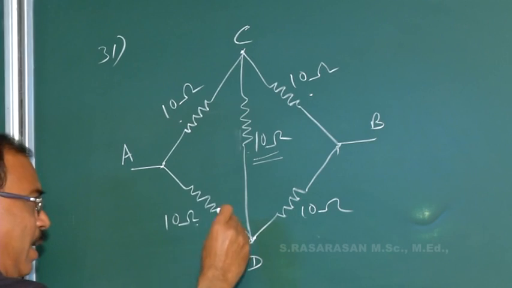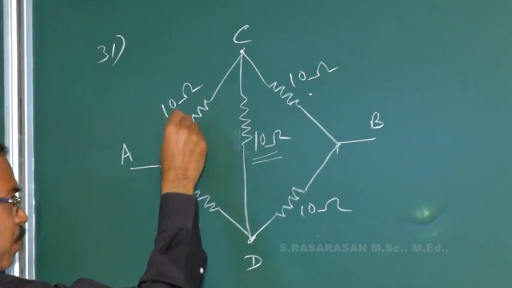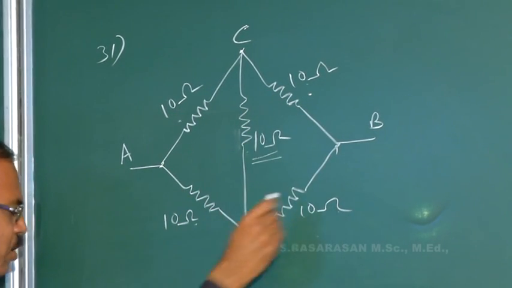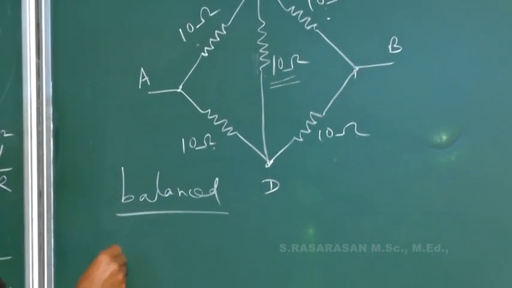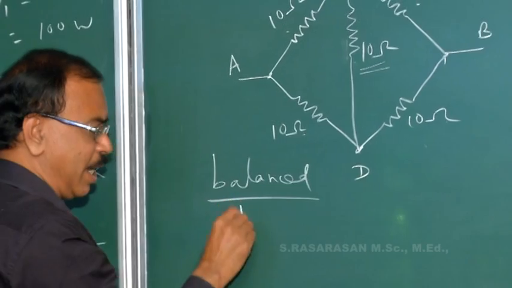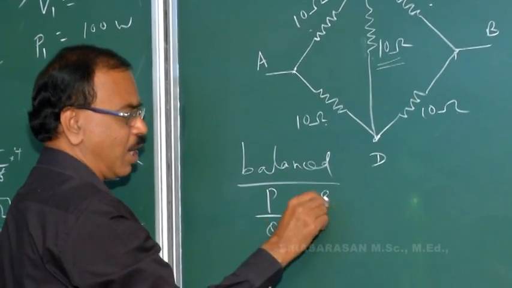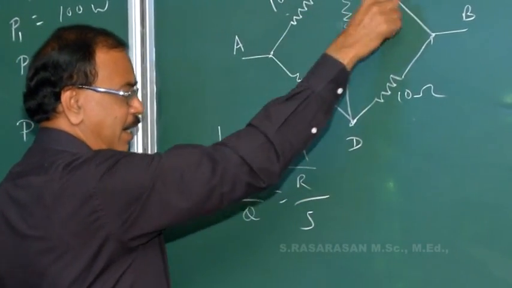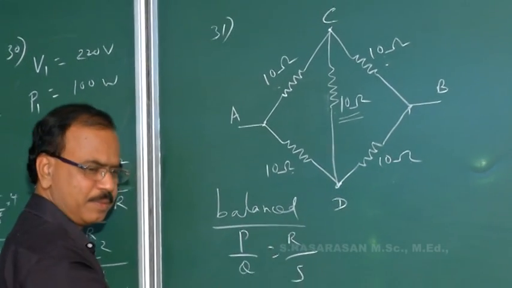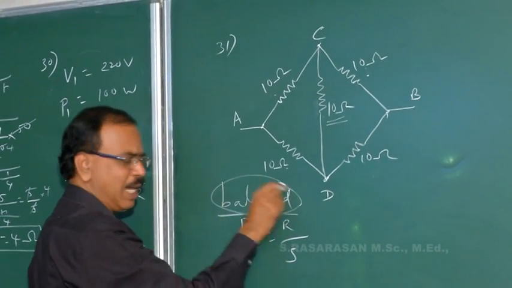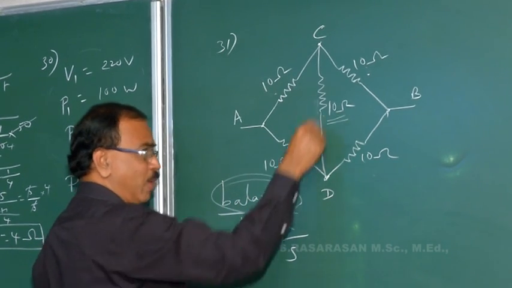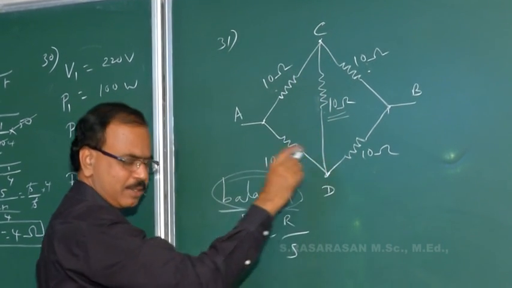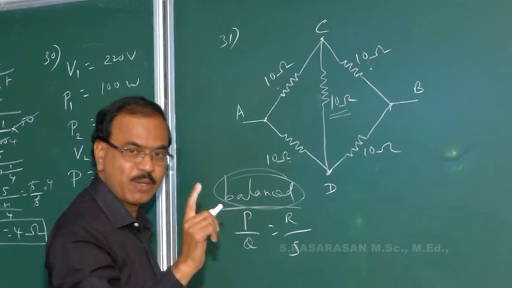Listen carefully. In this Wheatstone's bridge, P, Q, R, S, the bridge is balanced. Do you agree? Yes. The bridge is balanced. Why? P by Q is equal to R by S, 10 by 10 is equal to 10 by 10. So the bridge is balanced. The bridge is balanced means there will be no current through the galvanometer. That is the concept we have studied.